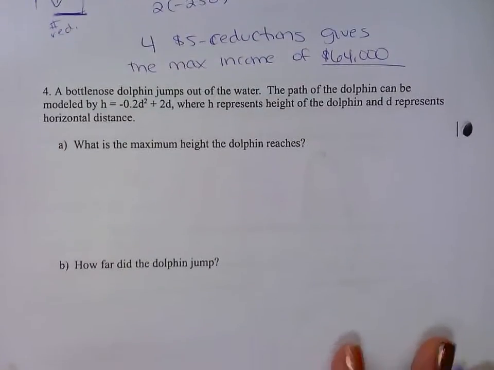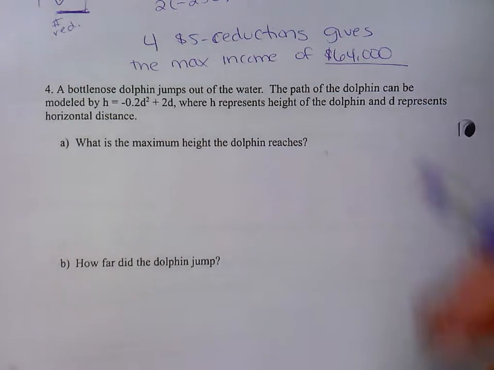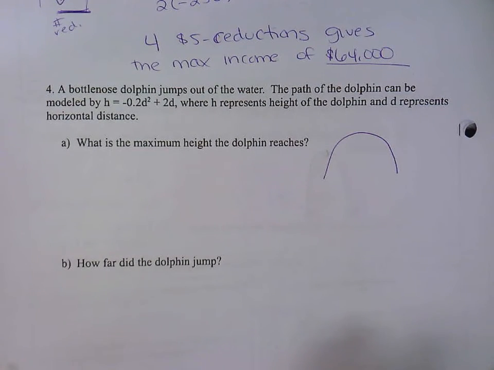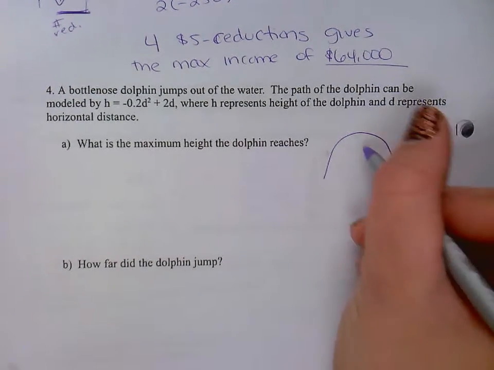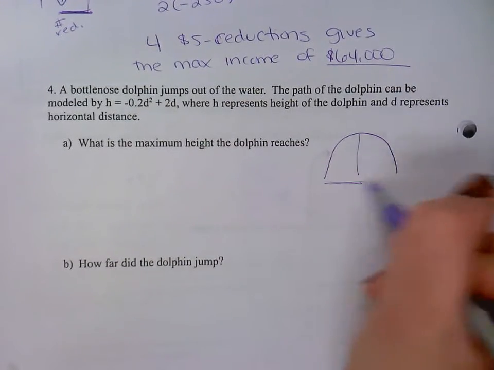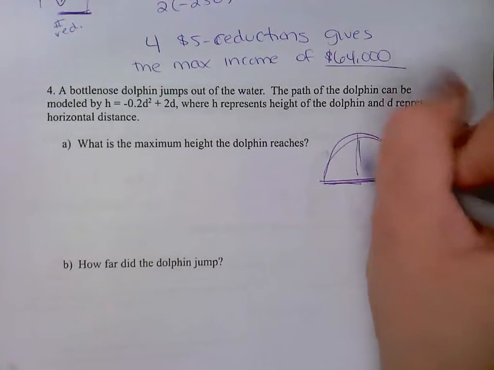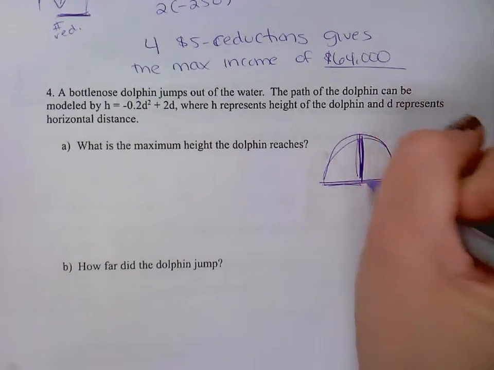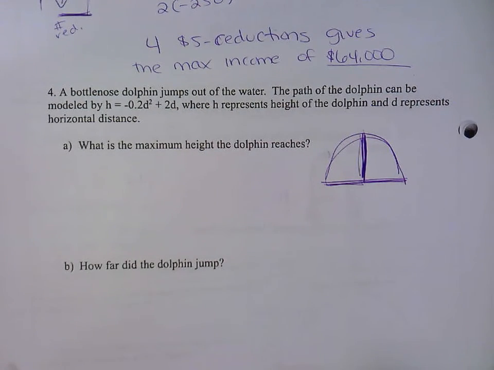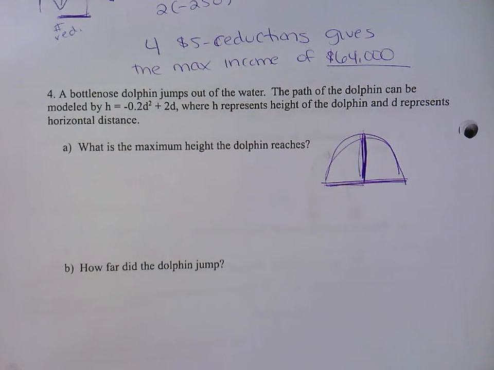All right, and this last one is about a dolphin jumping out of the water, and the path can be modeled by this parabola. H is the height of the dolphin and D is the horizontal distance. So what is the maximum height and how far did the dolphin jump? So this question is actually asking about how far the whole horizontal distance was. But if I can find the halfway mark, which will be my vertex, then double that would be the total horizontal distance. So pause the video and try to find the vertex on your own.